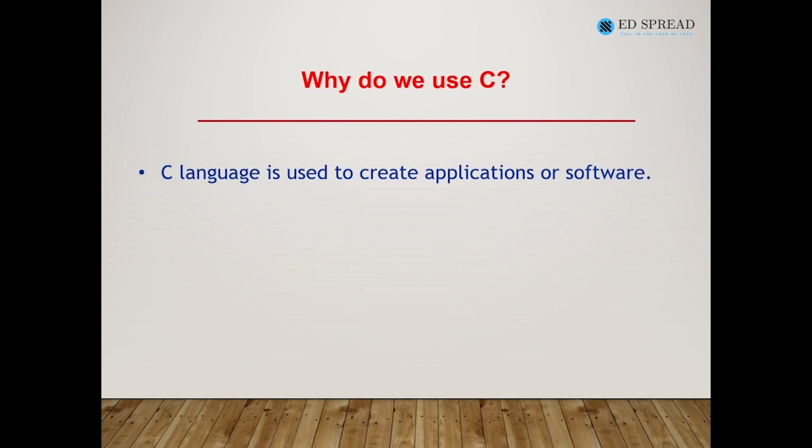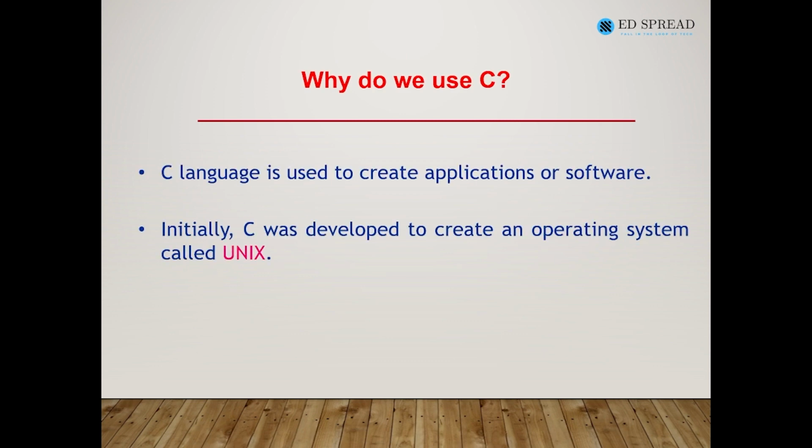So why do we use C? C language is used to create applications or software. Initially, C was used to create an operating system called Unix. The Linux operating system also uses C language, right?